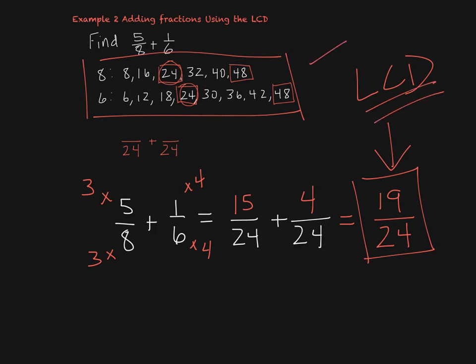You don't always have to do this route either. You can do your factor trees. We could have done a factor tree of 8 and a factor tree of 6 and done the prime factorization to figure out what our least common denominator is. So either way.